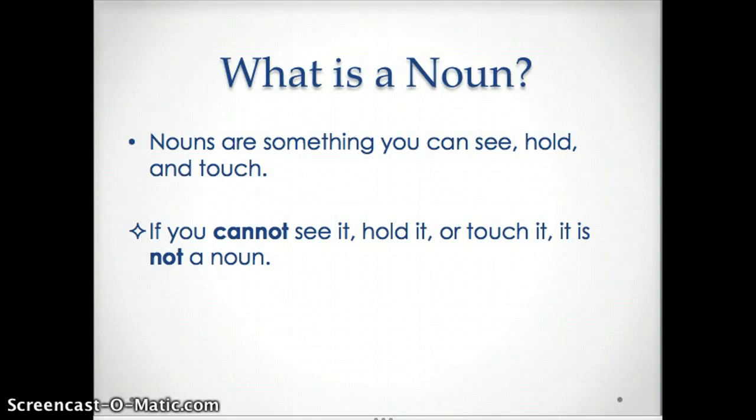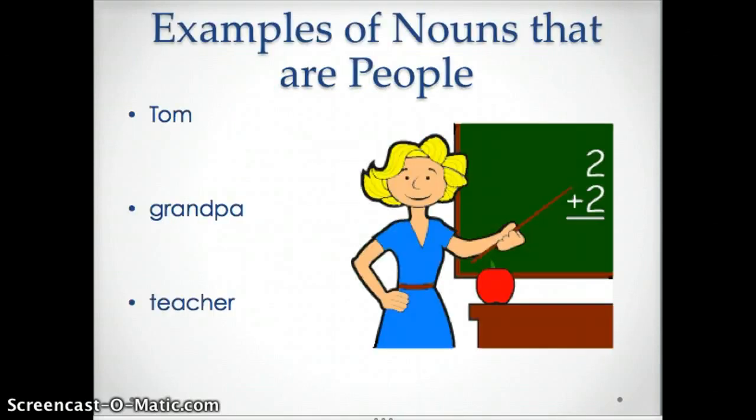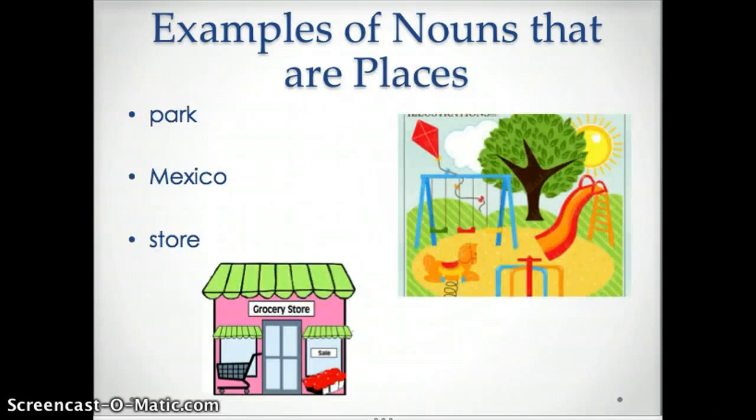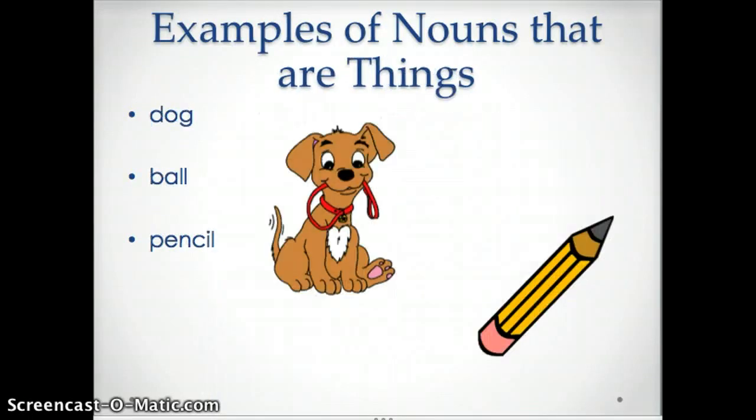Let's look at some examples of nouns that are people. Tom, grandpa, and teacher are all examples of nouns that are people. Examples of nouns that are places are park, Mexico, and store. And examples of nouns that are things are dog, ball, and pencil. And those are just a few examples of what different nouns are.